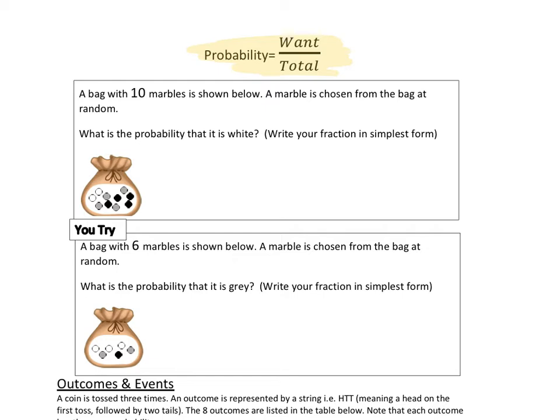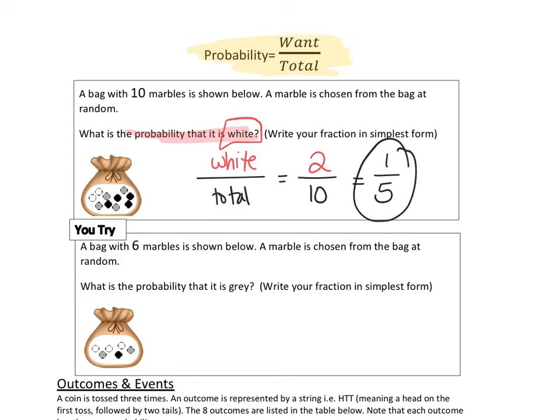Okay, so let's talk about a bag with 10 marbles like they have here. They're asking, what is the probability that the marble you pick out will be white? And you write it as a fraction. Again, what we want is how many white marbles there are out of the total number of marbles in the bag. So I have 2 white in the bag over 10 total marbles. Our final answer in simplest form for a fraction would be 1/5. So the probability of choosing a white would be 1/5, what you want over the total.